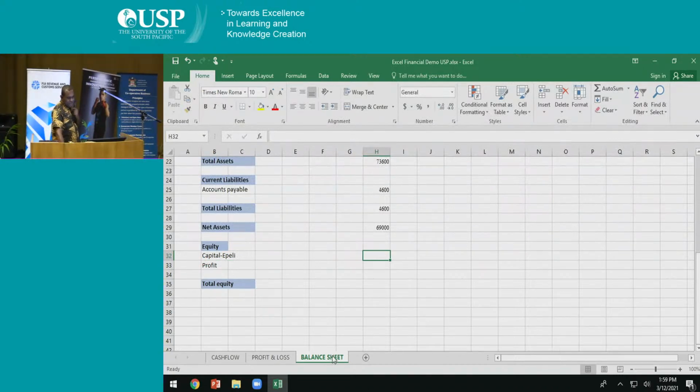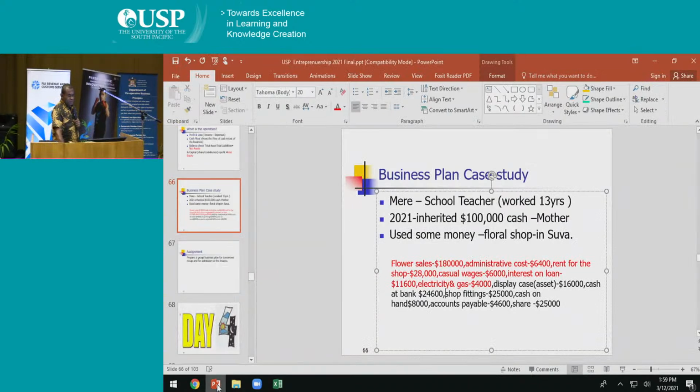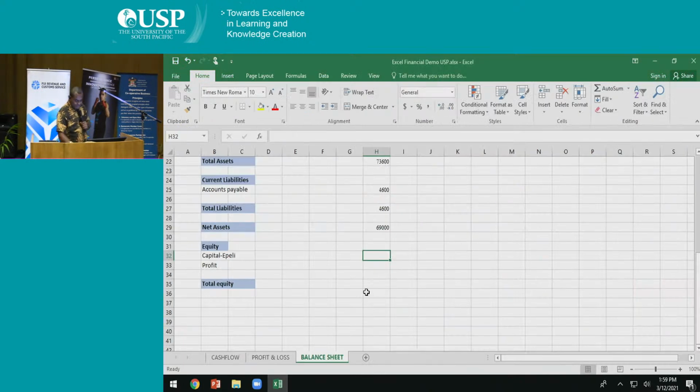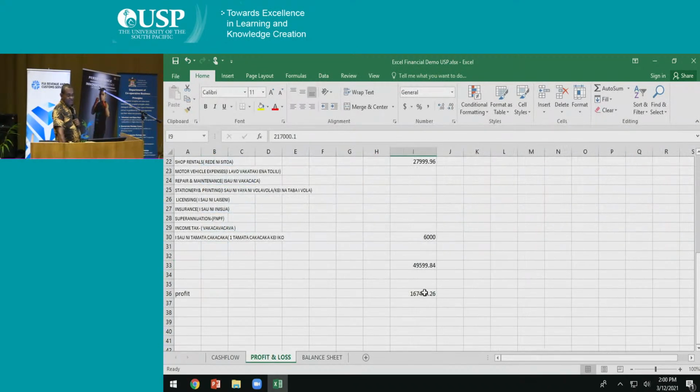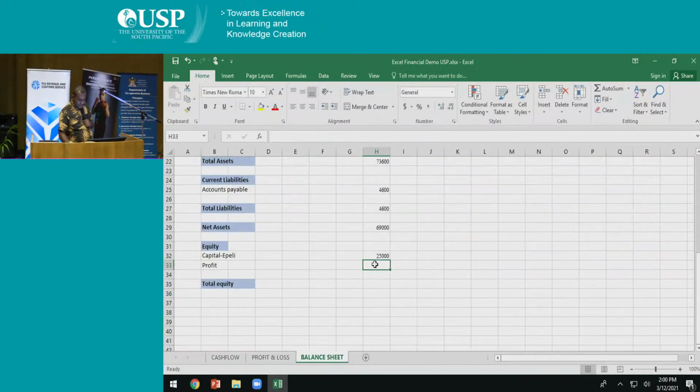What's our capital or what's Mere's contribution? 25,000. What was the profit? Where will you get this information from? Profit and loss. 167,000. Sorry, 160,400. Okay, total equity, what's the answer? 192,000.